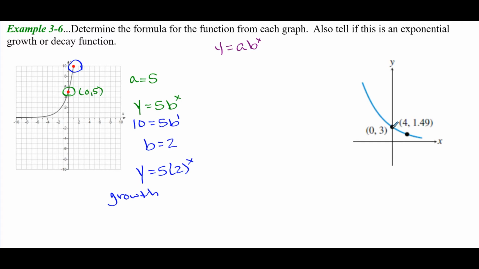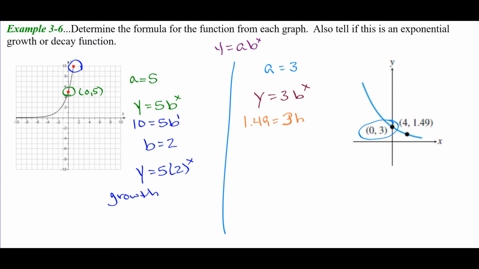Over on the second example, again, here they identified the y-intercept for us, so we can just go right here and say, okay, my a value in this case is going to be 3. So I'm going to start with my equation, y equals 3 times b to the x, and then they gave me the second point, so I'm going to plug that in. So 1.49 equals 3 times b to the 4th power.